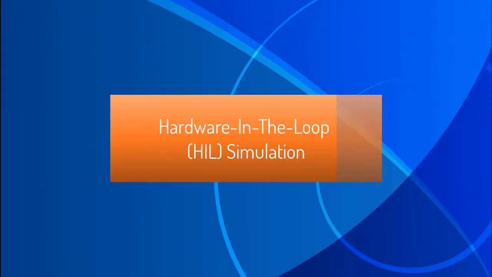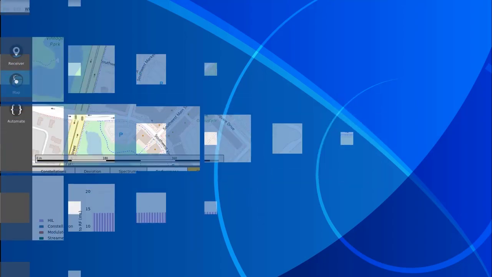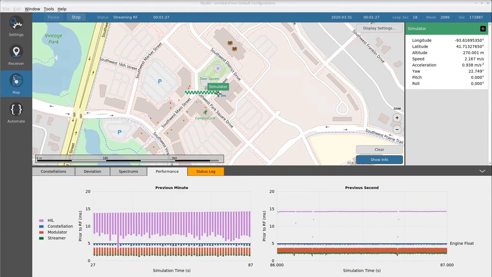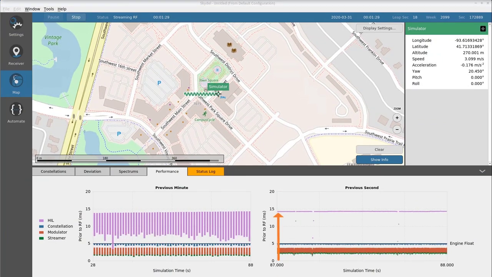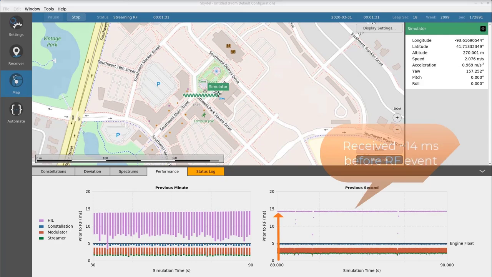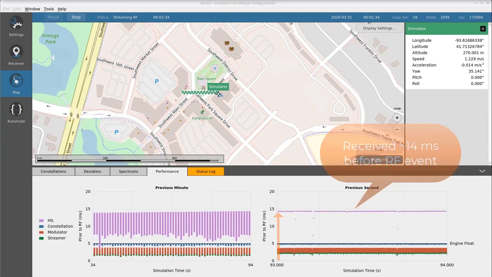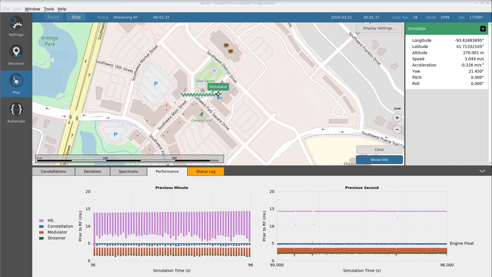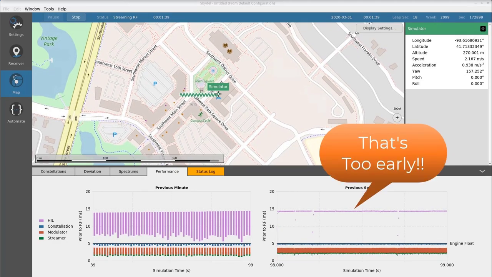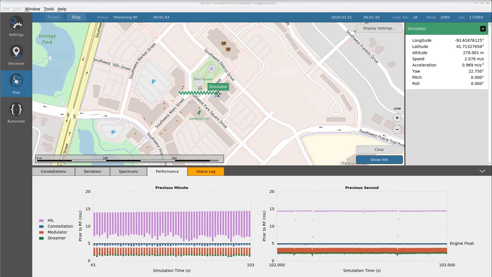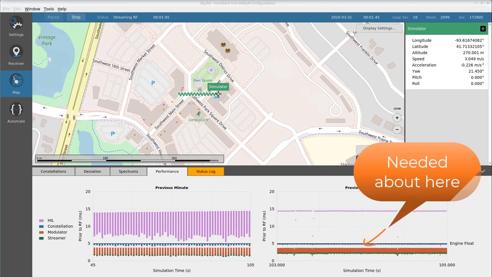Now let's try a hardware in the loop simulation, or HIL for short. The purple dots on the graph indicate what time the HIL packets were received. The higher up on the graph, the earlier they were received relative to the corresponding RF event. In this example, we are sending the HIL packets too early, and we are inducing a latency in the system. It would be better if the HIL packets were arriving closer to when they were needed.